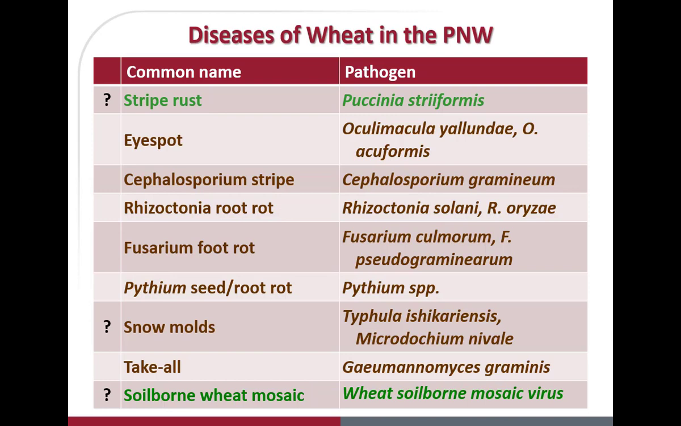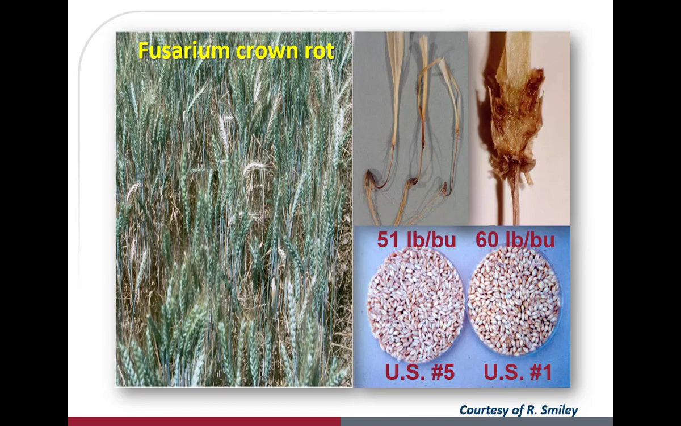We'll share some data, but take-all and Cephalosporium stripe are the two diseases out of this group that respond more to soil pH than any others, and they respond differently. Cephalosporium stripe is going to be worse at the acid end, and take-all is going to be worse at the alkaline end of our normal sort of pH range. Okay, so we'll start with Fusarium crown rot.